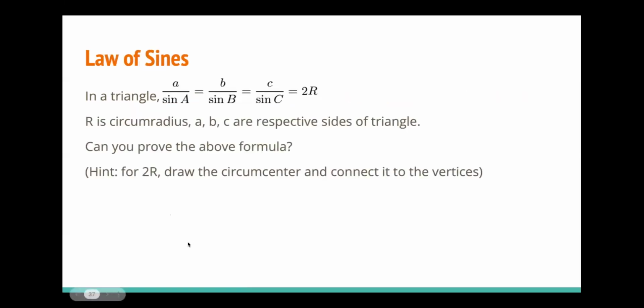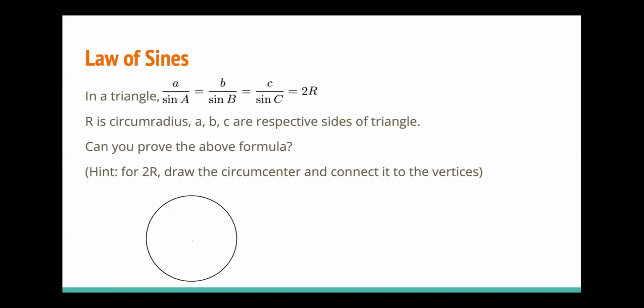Next, law of sines. In a triangle, this is the extended law of sines. The short one is just the first three: a over sine A is equal to b over sine B is equal to c over sine C, which is equal to 2R. R is going to be the circumradius.